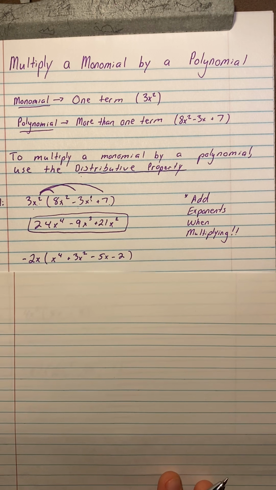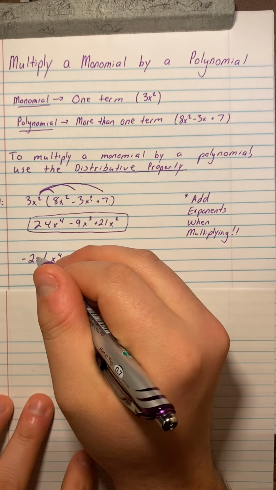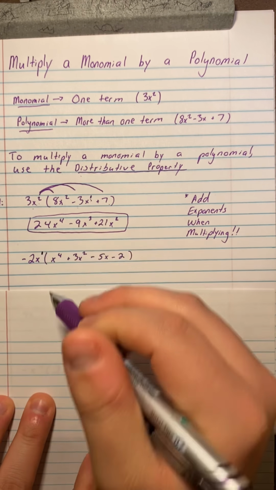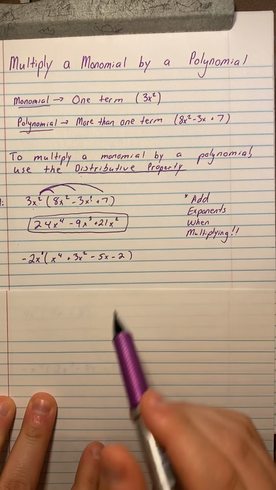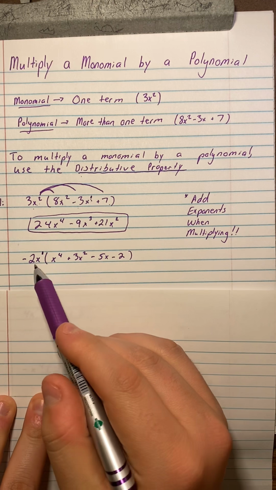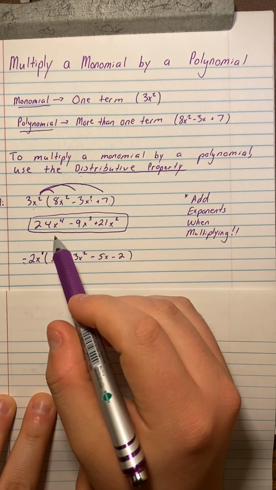If we look at another example, we're going to do another one. Negative 2x is our monomial times, here we have a polynomial with 4 terms, x to the 4th plus 3x squared minus 5x minus 2. With this one, it's going to be important. We do realize this negative 2x is really negative 2x to the 1st power. So that way we're just going to add 1 to all the exponents we see. And the other thing we have to be careful about is this negative 2. Just make sure we're not forgetting about that negative when we distribute.